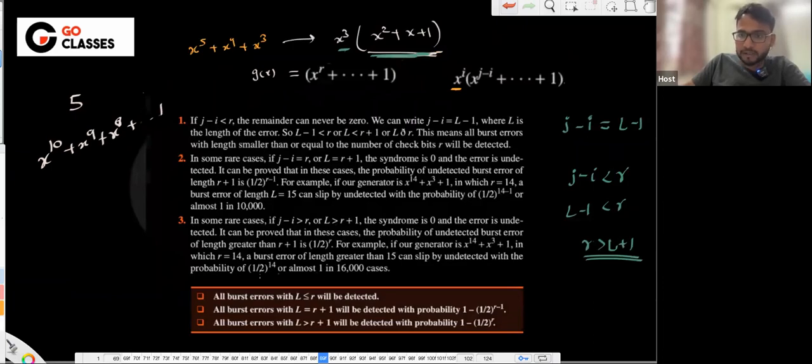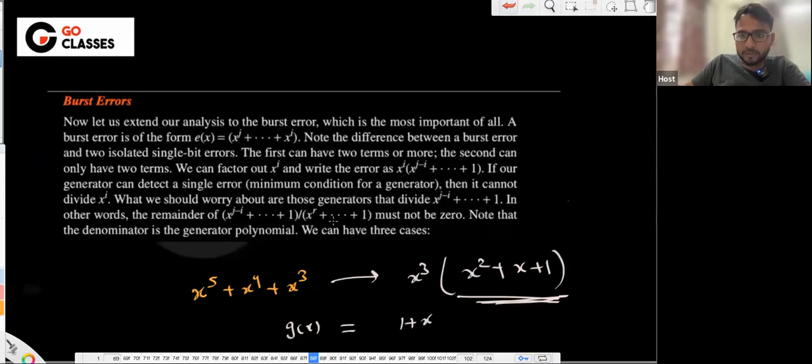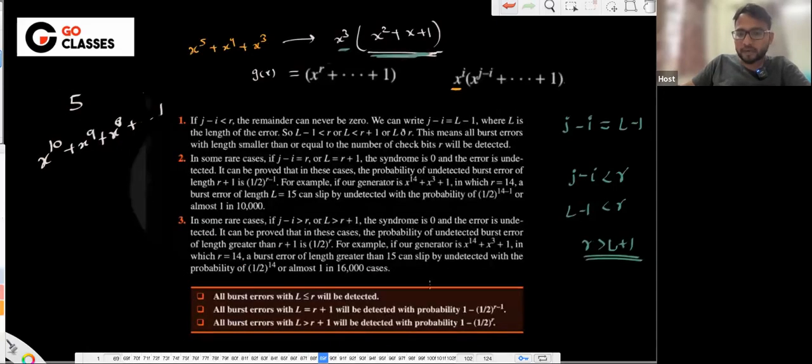But if your generator is this, in which R equals 14, oh, in the generator, they are not having the contiguous terms. They are having x power 14 plus 3 plus 1. So here, the generator is not having the contiguous terms.